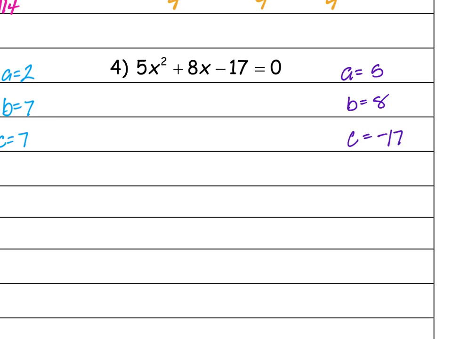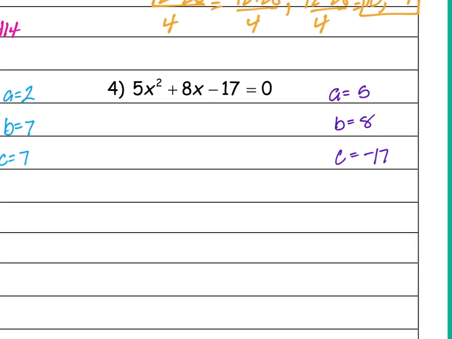So now I'm just going to plug it into the quadratic formula. And I'm just going to write that out again since we had a couple new people join us. So that's going to say x equals minus b plus or minus the square root of b squared minus 4ac all divided by 2a. Okay? So I'm just going to take my a, b, and c and plug it into there.